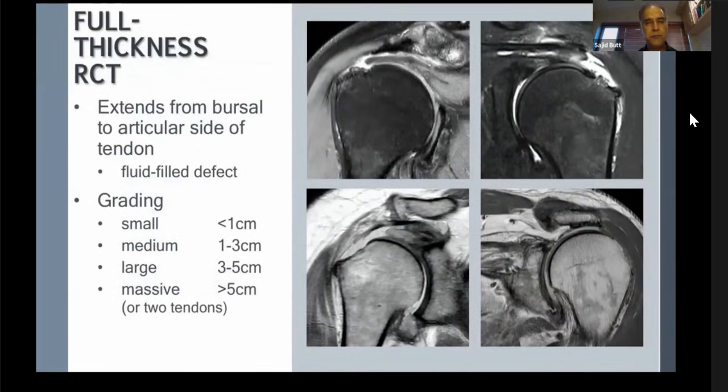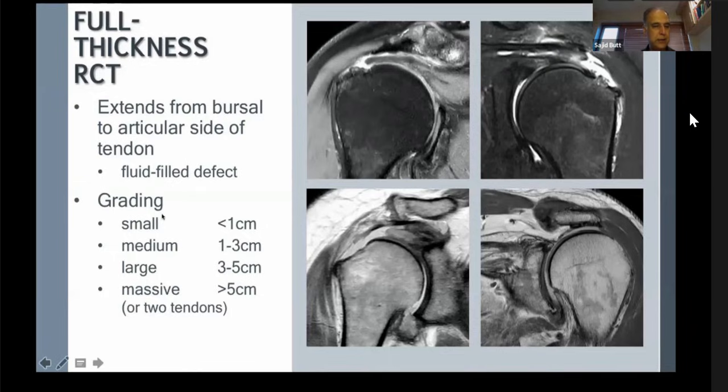Then we move on to the full thickness rotator cuff tears. Full thickness means that the hood of the rotator cuff is avulsed completely. There is nothing separating the glenohumeral joint space and the subacromial subdeltoid bursa, so they both freely communicate across a full thickness tear, a punched out hole in the rotator cuff. It's usually filled with fluid.